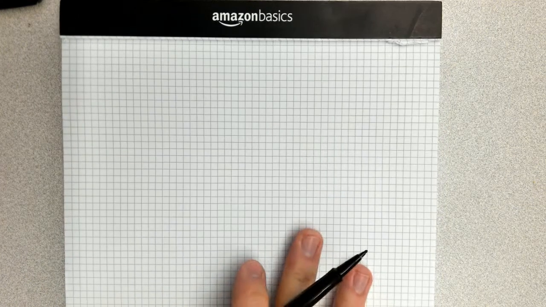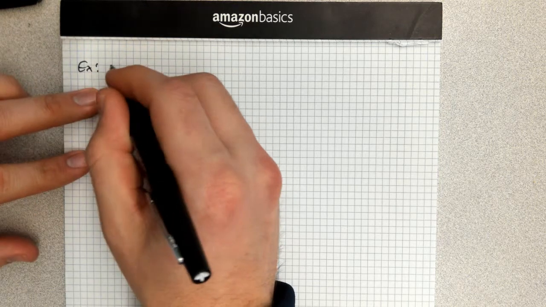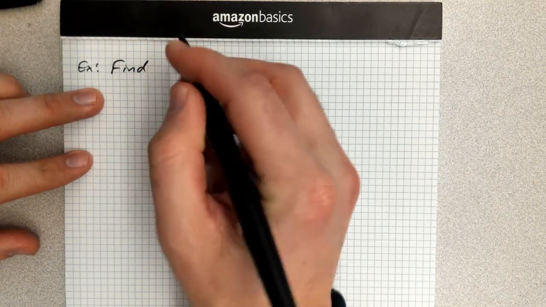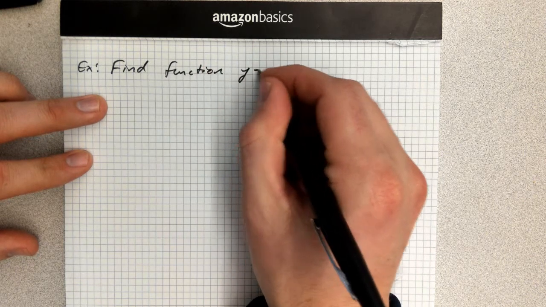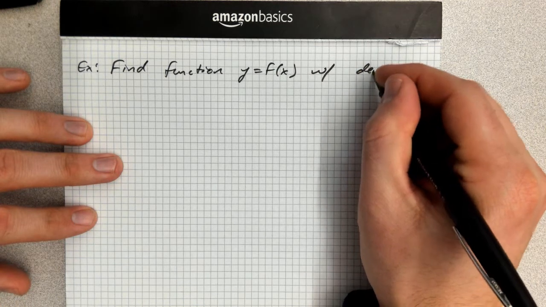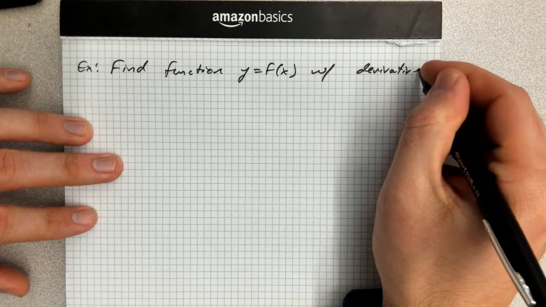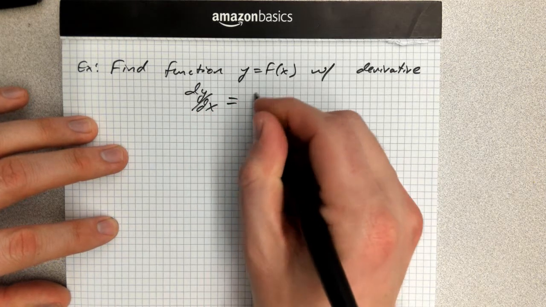So that's an application of this fact that derivatives and integrals are inverses of each other. Now, let's do a different type of example, where we're given a function. So find the function y equals f of x with derivative dy dx equals tangent of x.